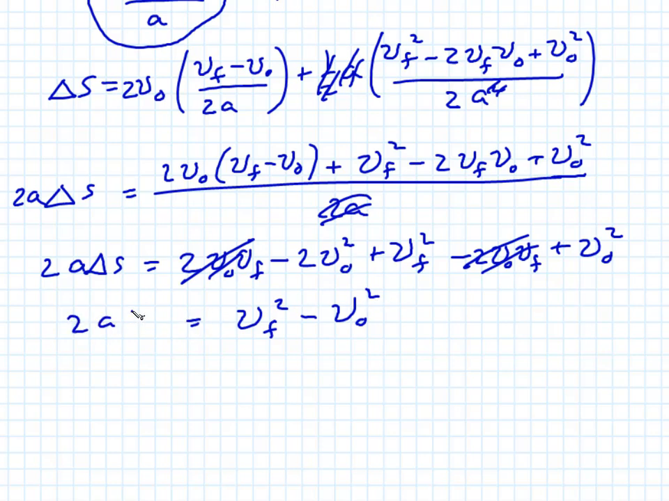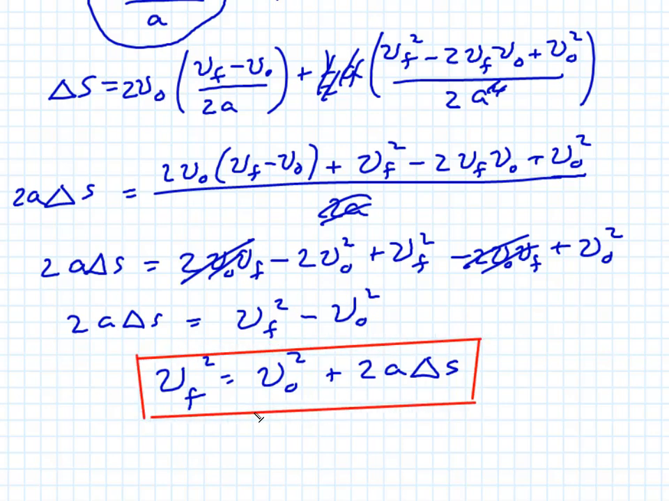I have 2a delta S. Let's rewrite this in terms of our final velocity. Just bring this over and then turn it around. Vf squared equals, bring this over here, V naught squared plus 2a delta S. And that's our final equation. Okay, so notice this gives a way to find the final velocity if you know the starting velocity and the acceleration and how far you've gone. There's no reference anywhere in here to how long it has been. So if you don't know the time, that's a hint that this is a useful equation.